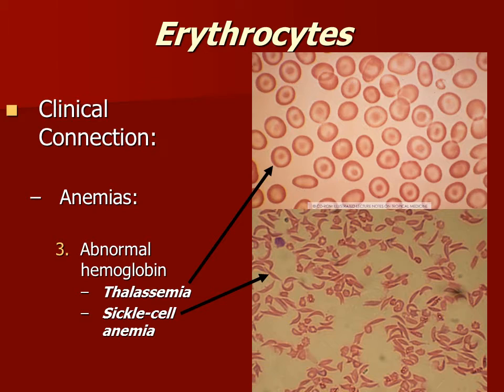Another type of anemia is when you have an abnormal shaped hemoglobin. As you can see, the 2 examples here, probably the most common one you've heard of is sickle cell anemia, where the red blood cell is actually misshapen. It looks like a sickle, it's flattened out.